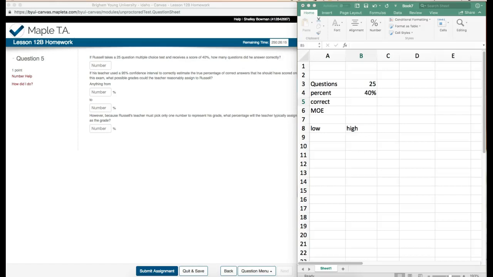Maple TA Lesson 12B Homework Question Number 5. If Russell takes a 25-question multiple choice test and receives a score of 40%, how many questions did he answer correctly? So I've gleaned some information and put it over here.